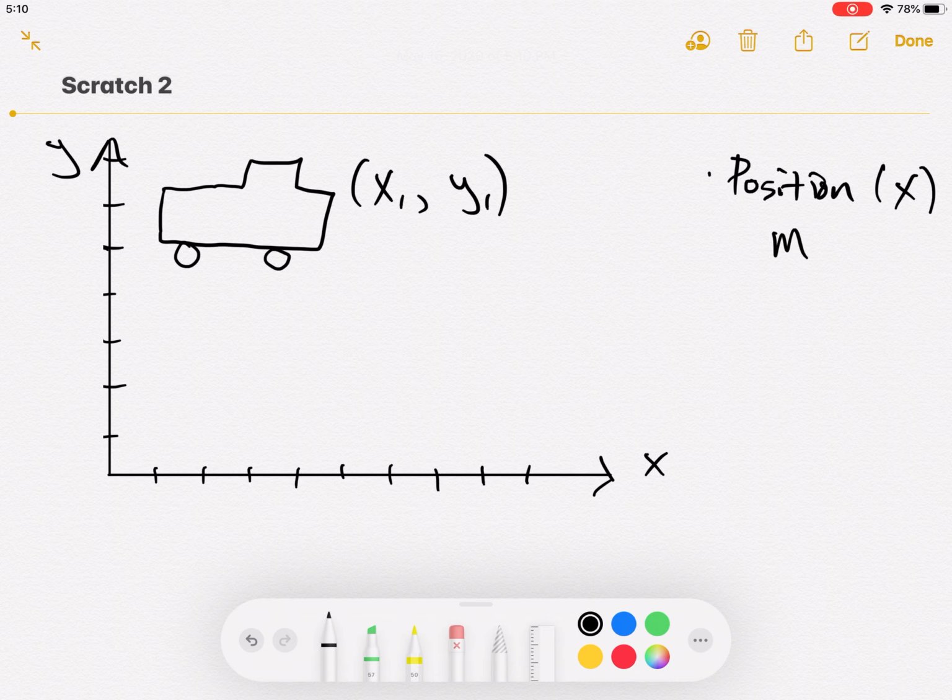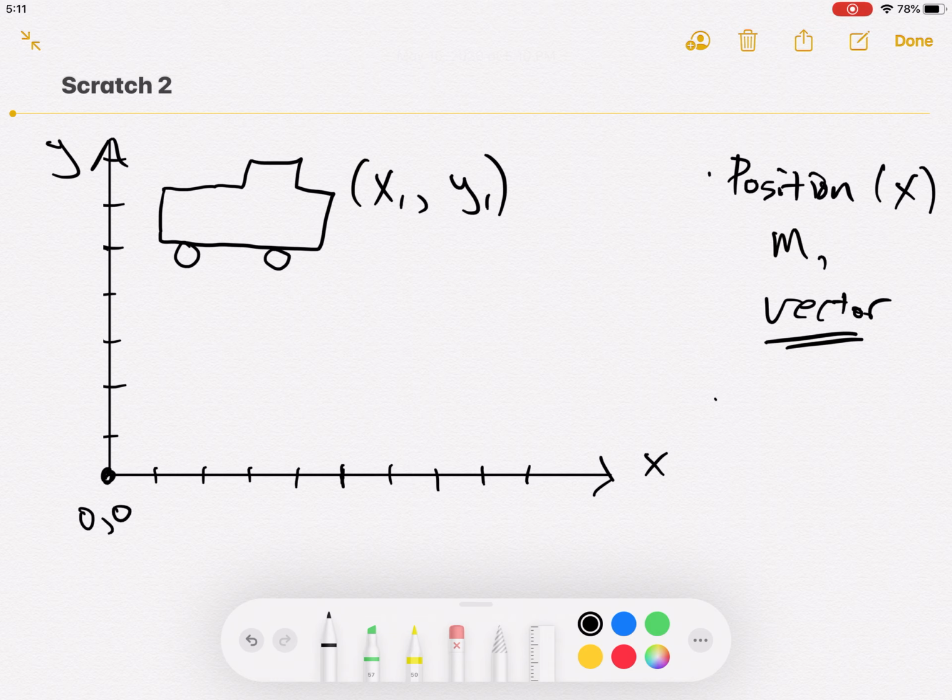Position is actually a vector, meaning it has direction and magnitude, right? Magnitude and direction. So we could talk about the position of this car relative to the origin, right? There's my 0, 0 point.